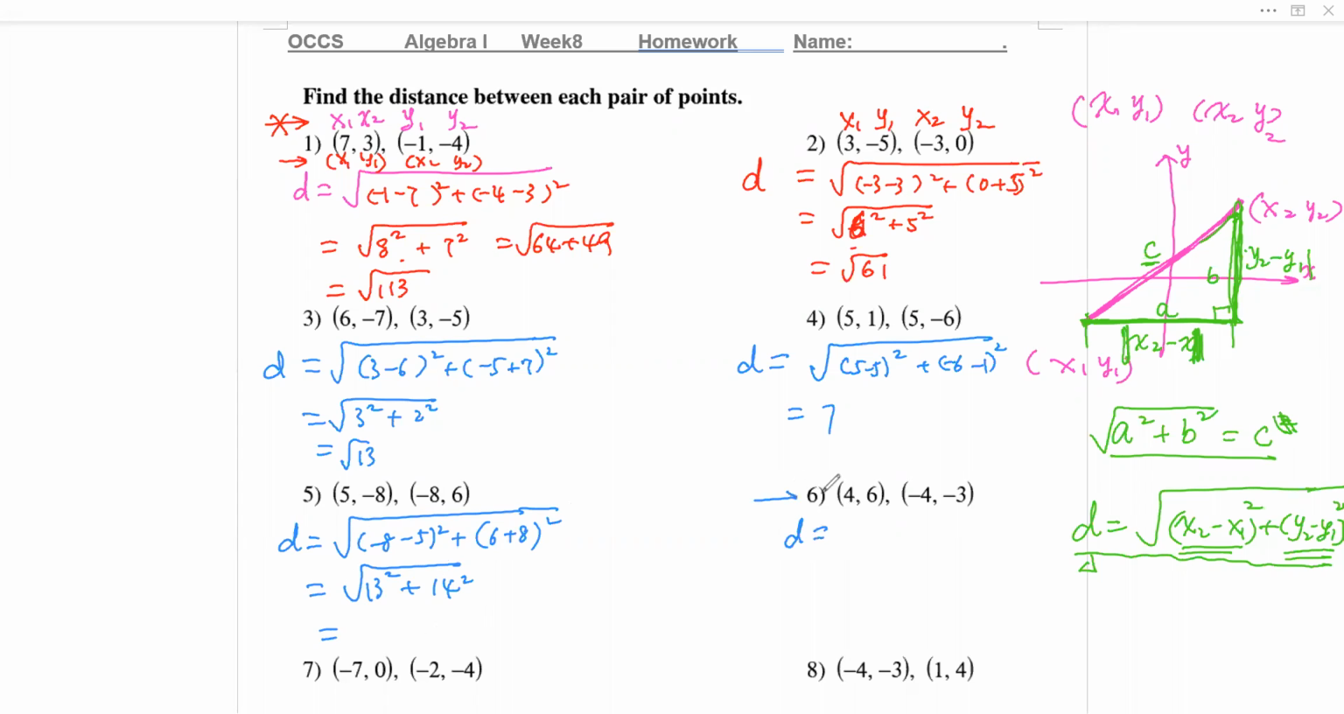Let's go to number 6. So first is negative 4 minus 4, so you got 8. Here is negative 3 minus 6, you got 9. So you can get the rest. I'll leave this one to yourself. You can do the rest.